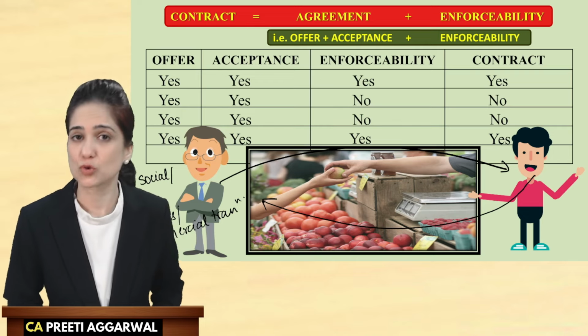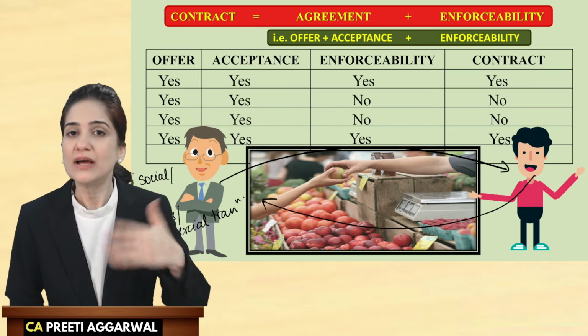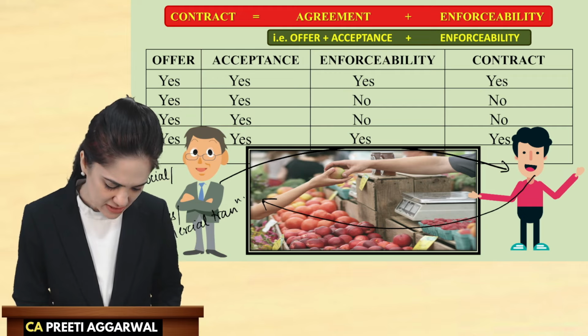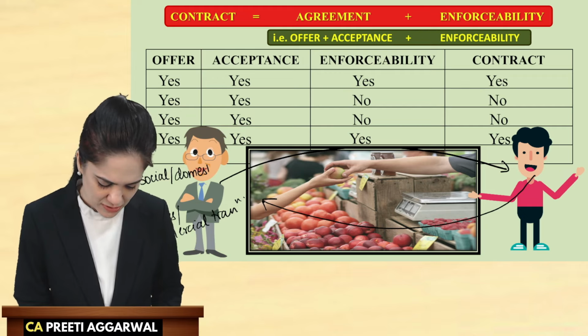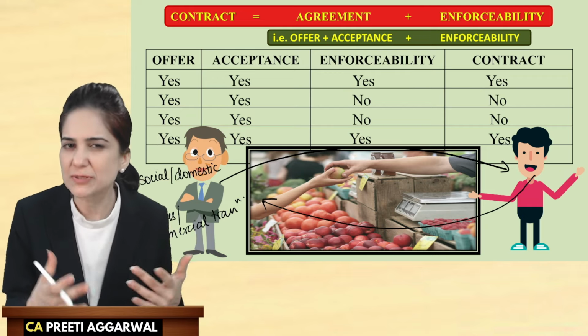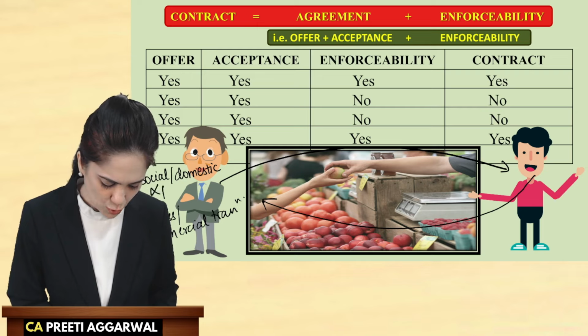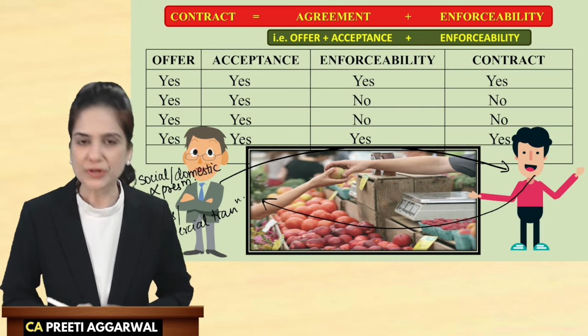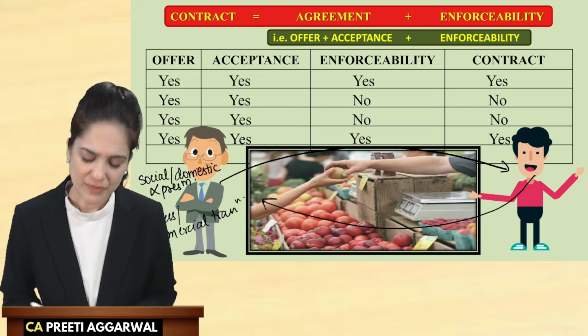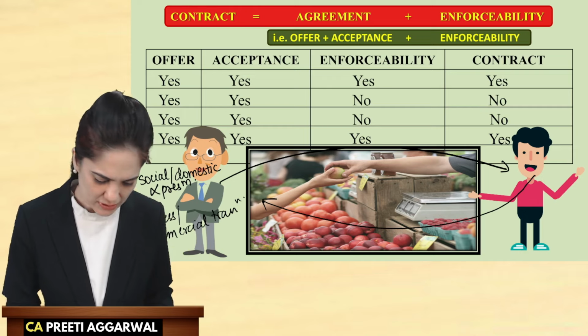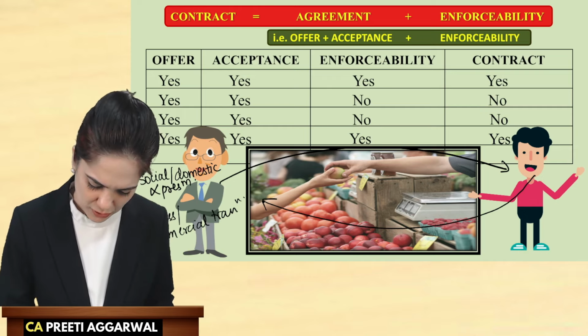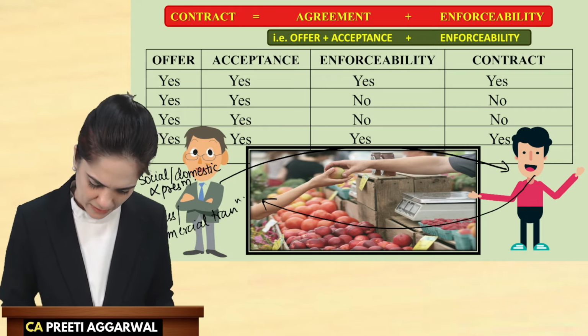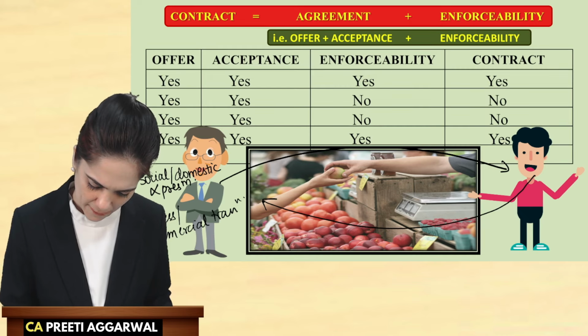But in case of social agreements between friends, later we will discuss domestic agreements. Domestic means agreement between husband and wife. There is no presumption to create legal relation. I would like to elaborate on this. Let me add one slide.